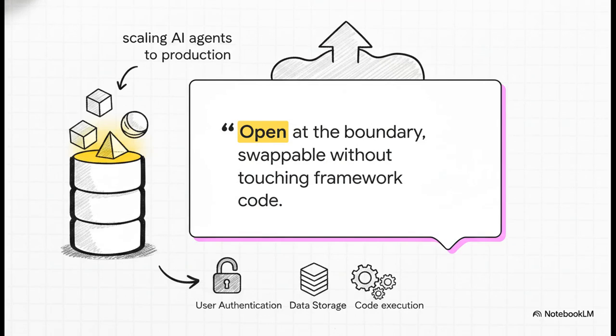I absolutely love this quote straight from their documentation. Open at the boundary, swappable without touching framework code. Honestly, that is the golden rule of scalable software architecture. You can completely transform how the service authenticates users, how it stores data, and how it executes code, all by plugging into well-defined boundaries rather than awkwardly hacking apart the core framework itself.